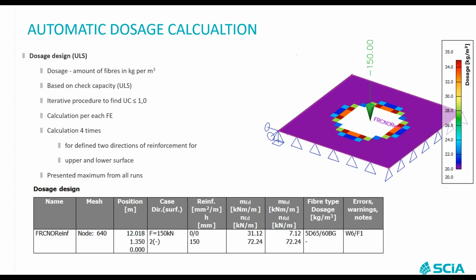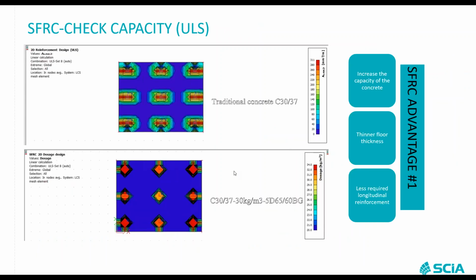We do that for the top and for the bottom layer. So 4 times we calculate the capacity of the cross section to obtain the optimal amount of kilograms inside each mesh of your slab. And finally, when you go to the brief output, you will see the brief output represented by that. With it, you can see the internal forces, the resistance forces, etc.